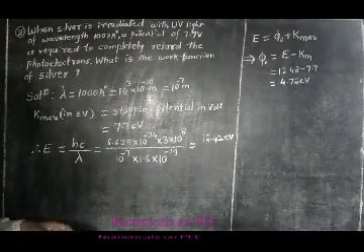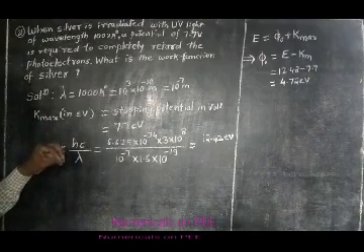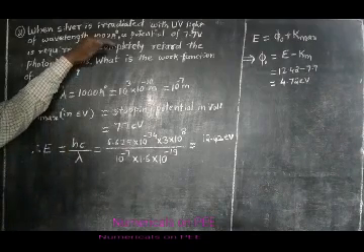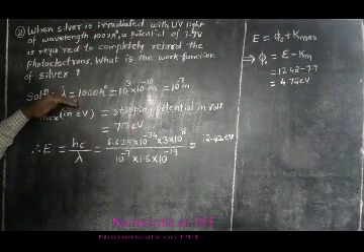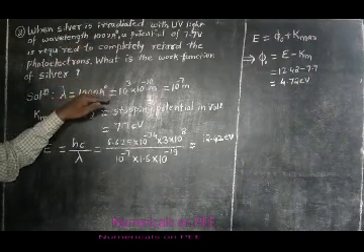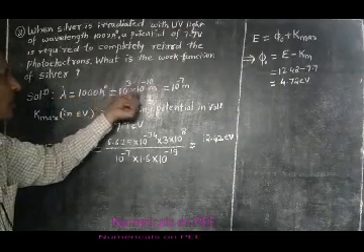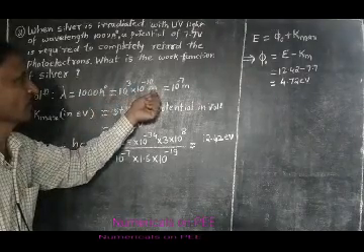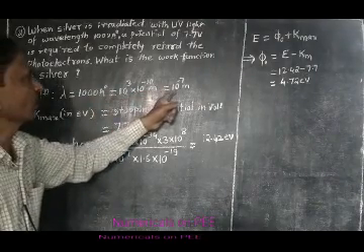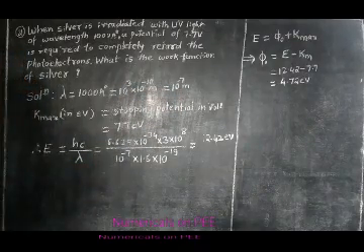Here silver is irradiated with ultraviolet light of wavelength 1000 angstrom unit. Therefore wavelength lambda equal to 1000 angstrom unit. It can be written as 10 raised to 3 into 1 angstrom, and 1 angstrom equals 10 raised to minus 10 meter, so lambda is 10 to the power minus 7 meter.